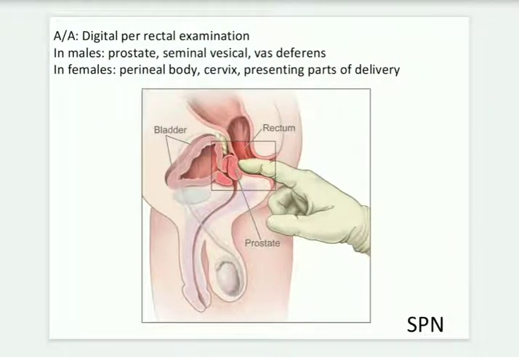Next, applied aspects: digital per rectal examination. You can examine the rectum by placing a finger, and the finger enters the anal canal before reaching the lower end of the rectum. In a normal person, the following can be palpated by a finger passed per rectum. In males, the posterior surface of the prostate, seminal vesicles and vas deferens. In females, the perineal body, cervix and the presenting part during delivery. So, this is digital per rectal examination.